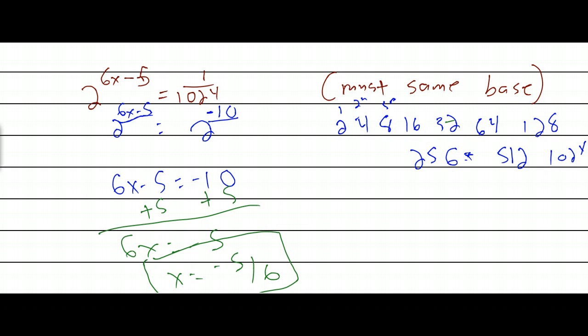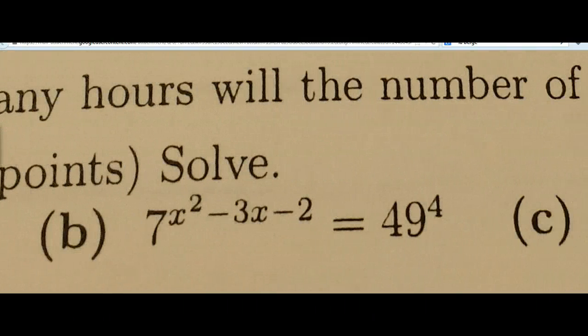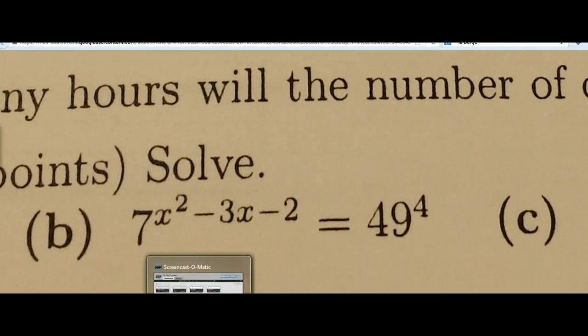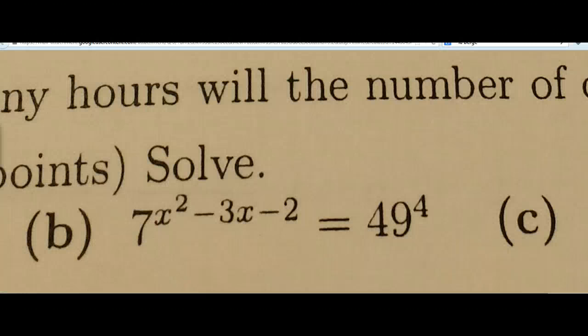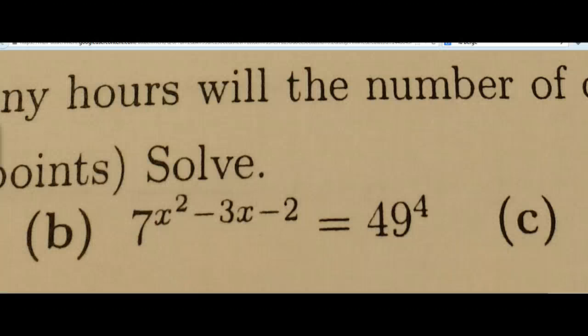Alright, let's do the next one. The next one is 7 raised to the x squared minus 3x minus 2 power. I have bad memory. That's equal to 49 to the 4th power.